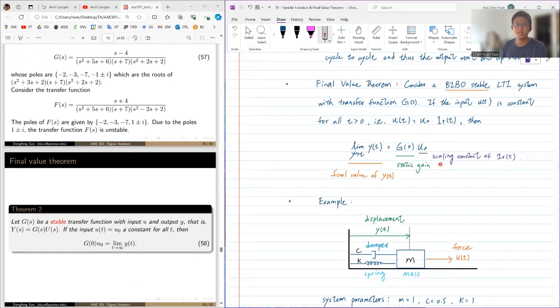Now, let's move on to the last part of this lecture, the final value theorem. The final value theorem is an important result for a BIBO stable LTI system. This theorem allows us to compute the final value of the output of a BIBO stable LTI system when the system is subject to a step function as an input. Specifically, when the input is a scaled step function with a scaling constant U0, the final value of the output will be the product of the static gain of the system G(0) and U0.